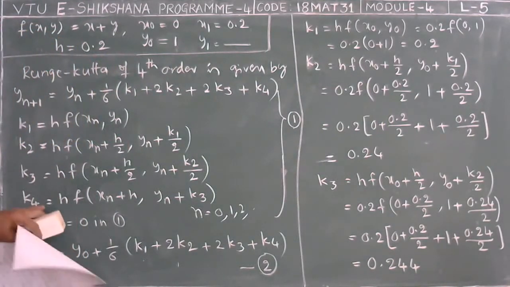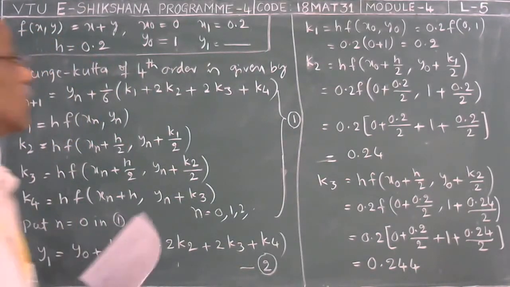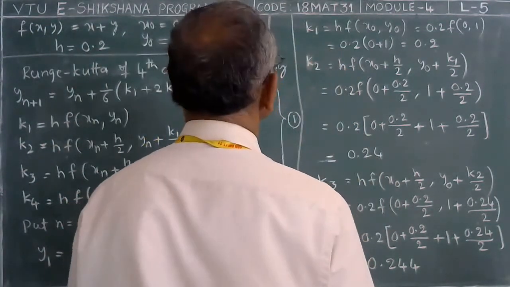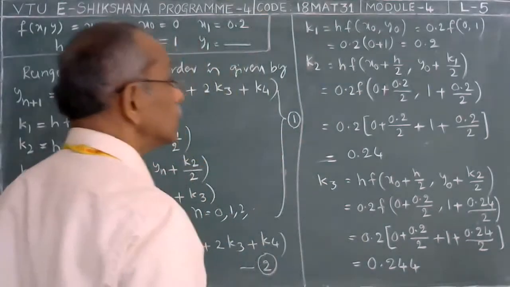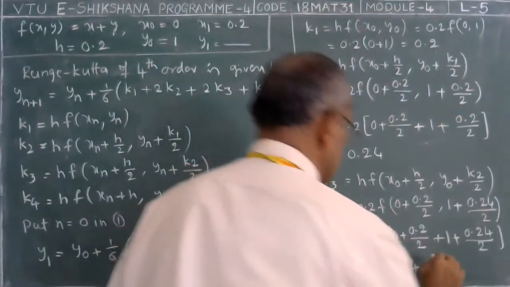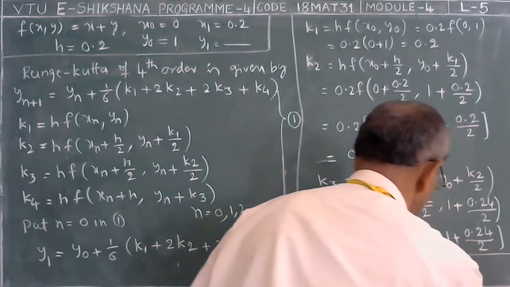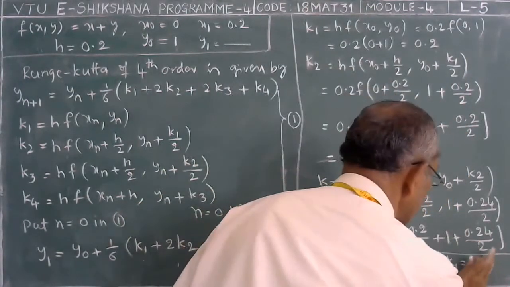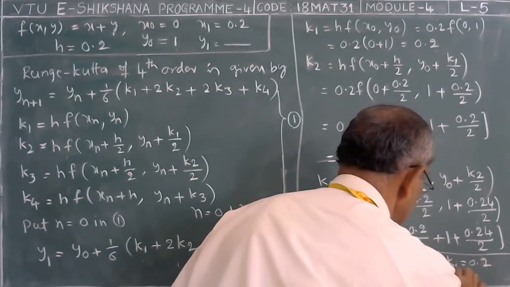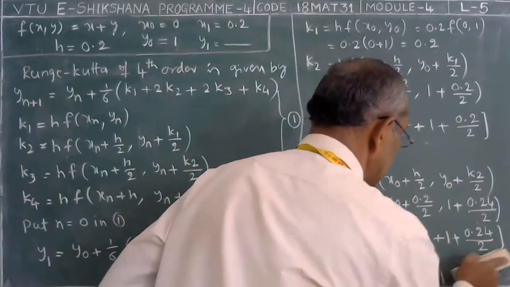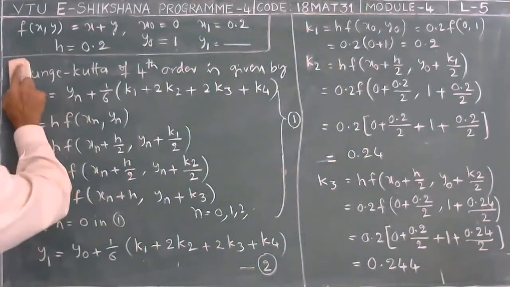Now, one more quantity K4 is left over. So K4, I will work it out here. K1 is 0.2. Now I don't think I require this. Okay. Let me do it here.